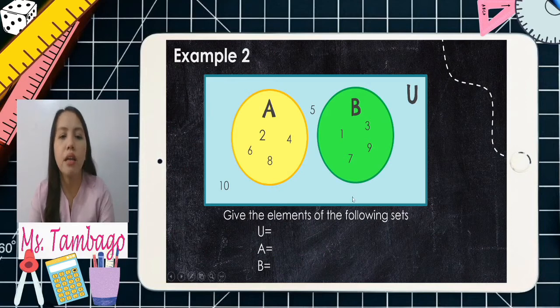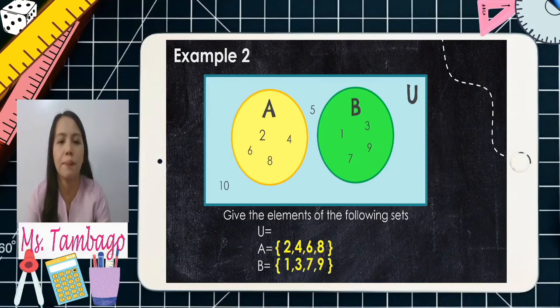Give the elements of the following set. First, let's move on to set A. We have 2, 4, 6, 8 because those numbers are included in the given circle, the yellow circle. Don't forget to write braces and commas. How about for set B? How are we going to write the elements for set B? We have 1, 3, 7, 9. Again, don't forget braces and commas.